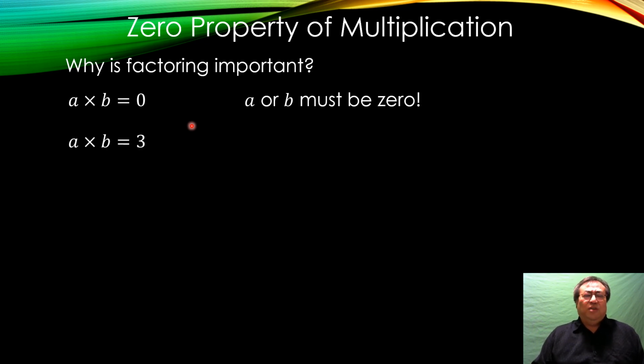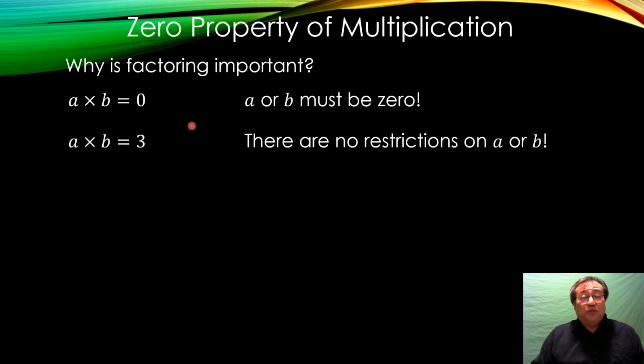What if I had a times b equals 3? Well, it could be 3 and 1. It could be 6 and 1/2. It could be 9 and 1/3. There are no restrictions on a or b. This is why we're going to set it equal to 0. That's why factoring is important. Once we get two things multiplied together set equal to 0, we know one of them has to be 0.